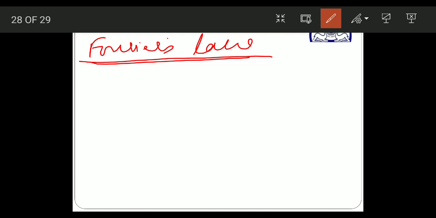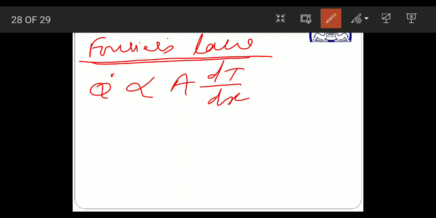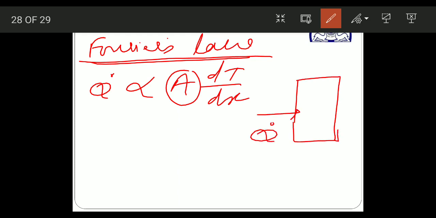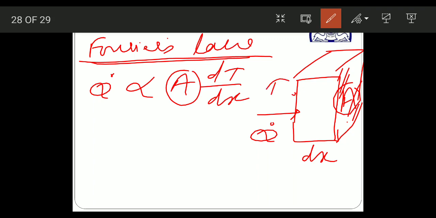Fourier's law of heat conduction states that the amount of heat transfer is directly proportional to the area normal to the direction of heat flow and the temperature gradient. If suppose this is the body, and you have to calculate the heat transfer, then the area normal to the direction of heat flow is this area, and we have to take this area. dT by dx is the temperature gradient. This is dx, and the temperature on the inner surface is T1 suppose, and the temperature on the outer surface is T2. So according to Fourier's law, the rate of heat transfer is directly proportional to the area normal to the direction of heat flow and the temperature gradient.